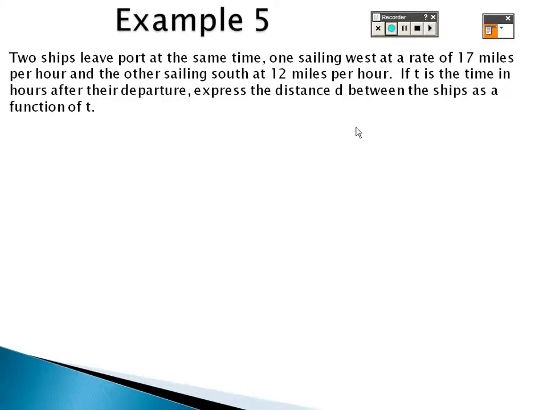So in example 5, two ships leave port at the same time, one sailing west at a rate of 17 miles per hour and the other sailing south at 12 miles per hour. If t is the time in hours after their departure, express the distance between the ships as a function of time.